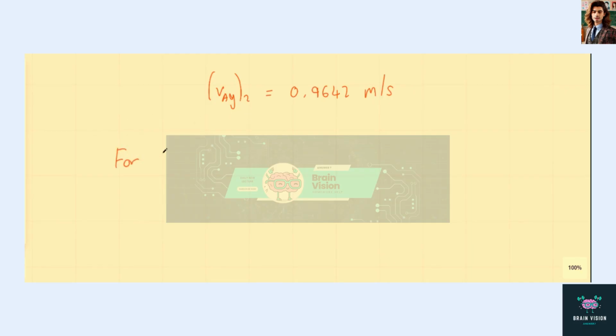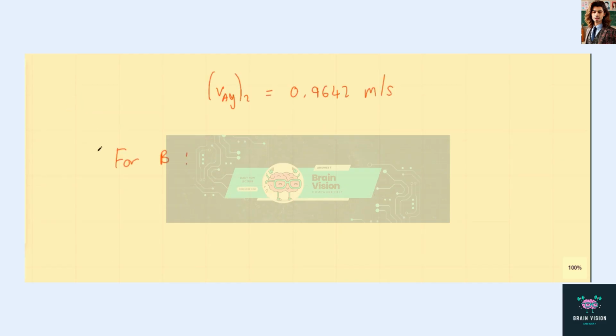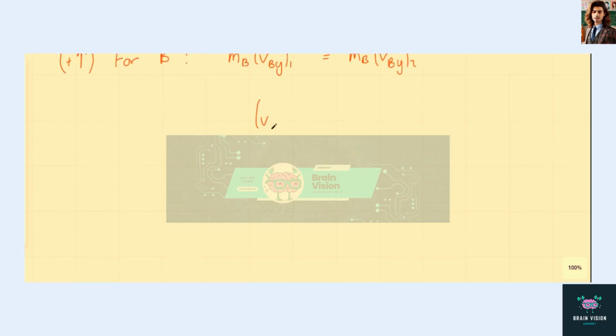Now for B, we can do the same. And for A, we took the downward direction as positive, and for B, we can take the upward direction as positive. So MB VBY1 must equal MB VBY2. And simply from here, we can see obviously that since B moves along the horizontal plane, its y component after the collision is 0. So from here, we can now find all our required values.